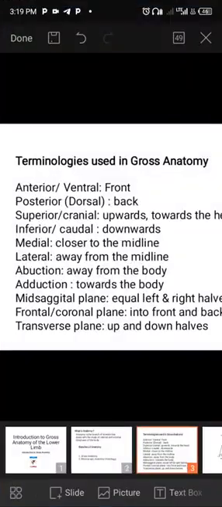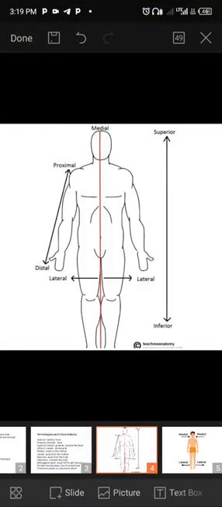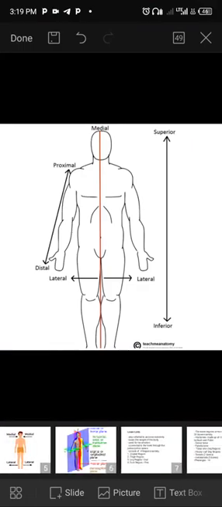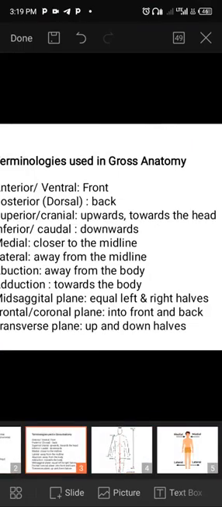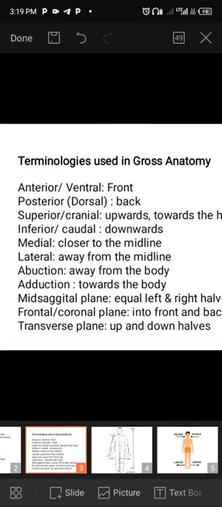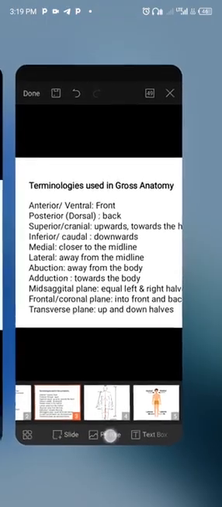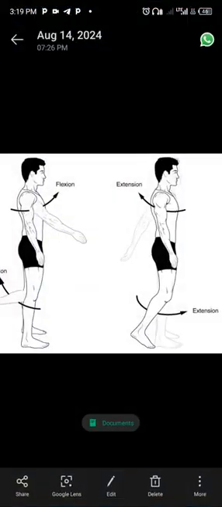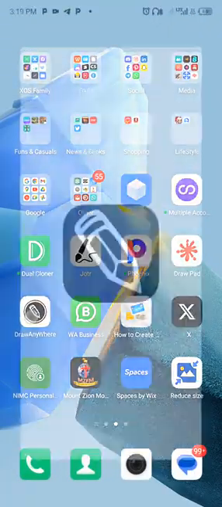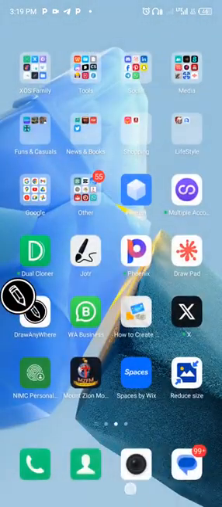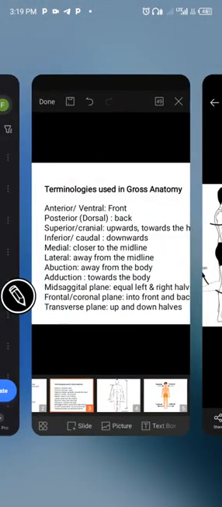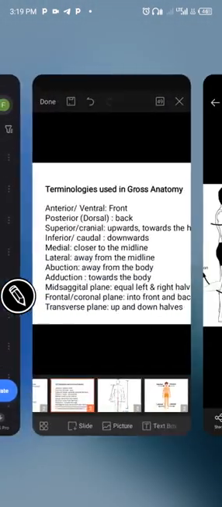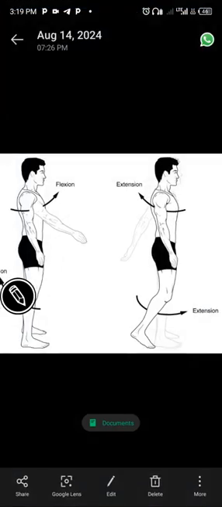So lastly, I'll talk about planes. We have some planes that you need to get yourself familiarized with in gross anatomy. One of these planes is the mid sagittal plane. Let me explain what a sagittal plane is. A sagittal plane is just the line that divides the body into left and right.